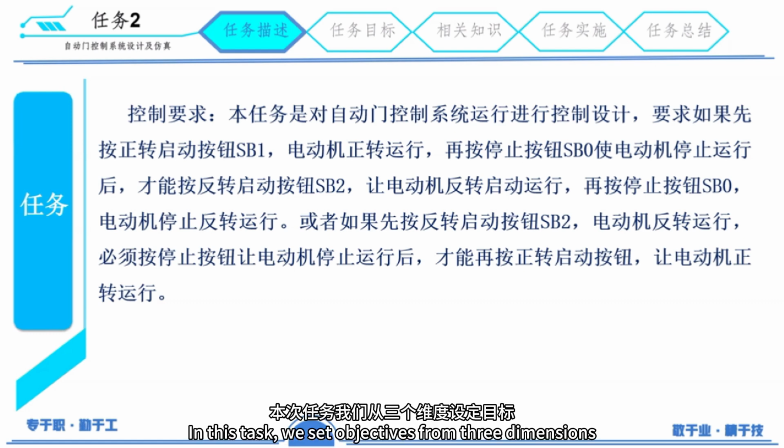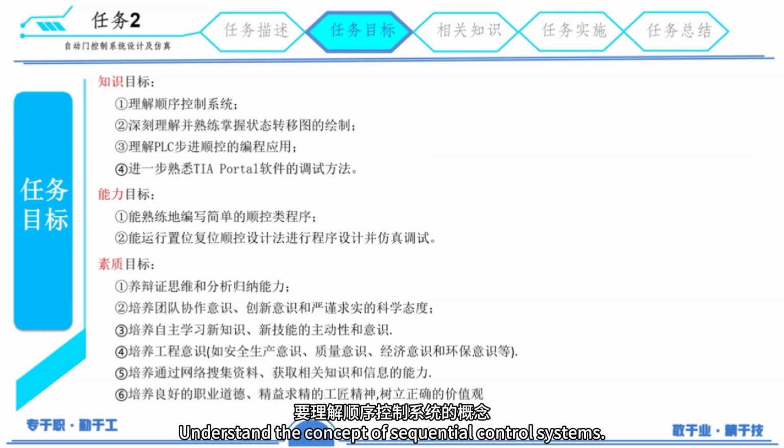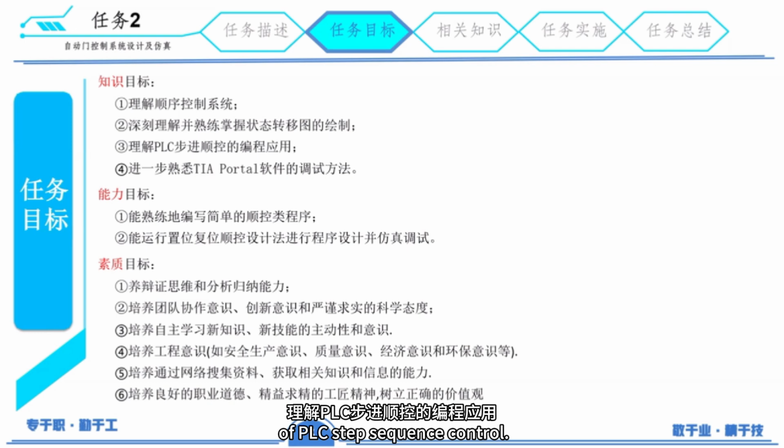In this task, we set objectives from 3 dimensions. First are the knowledge objectives. Understand the concept of sequential control systems. Master the drawing of state transition diagrams. Understand the programming application of PLC step sequence control. Further become familiar with debugging methods in TIA Portal.